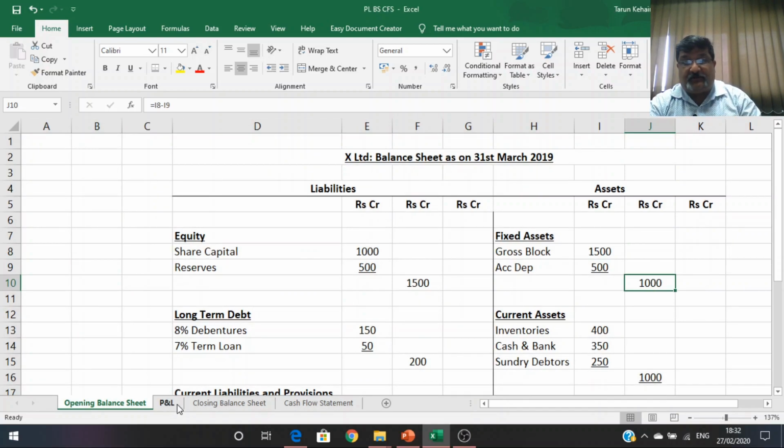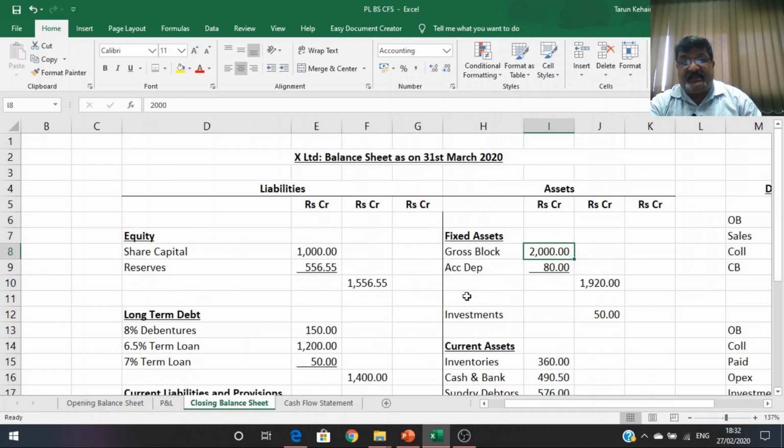So this gets wiped off because we have already charged the 200 crores of loss to the P&L statement, and we have now taken in new assets or new equipment of 2000 crores, and we have charged 80 crores of depreciation, assuming a useful life of 25 years given in the problem statement. So the written down value of the new medicinal equipment that the company has purchased is 1920 crores, which is nothing but the gross block minus the accumulated depreciation.